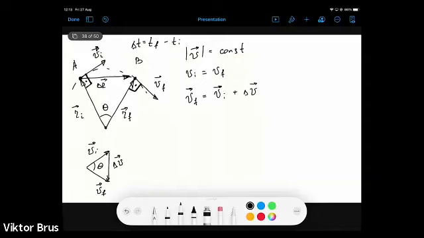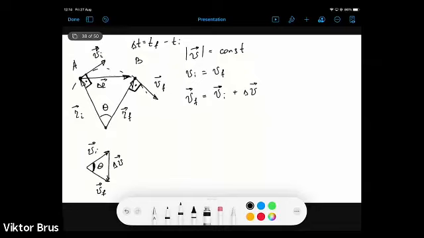Since the angle theta is equal, these triangles are similar. This means the ratio between two sides of one triangle will be equal to the ratio of two sides of the other triangle. So, taking this into account, we can write some ratio which is necessary for our further analysis.